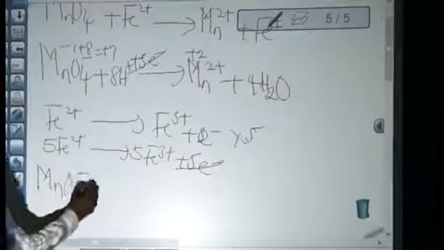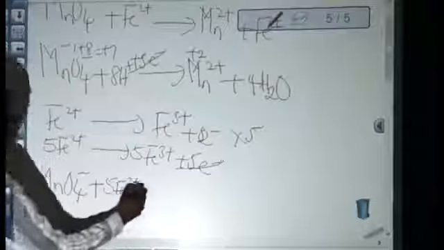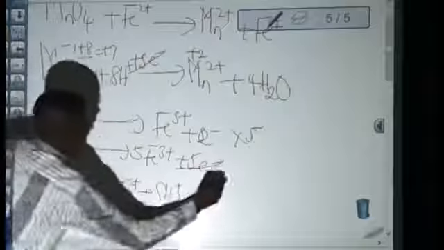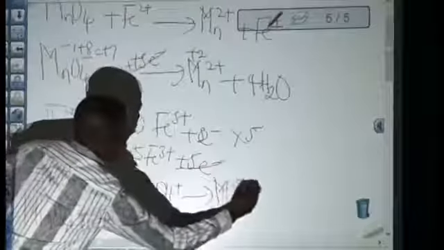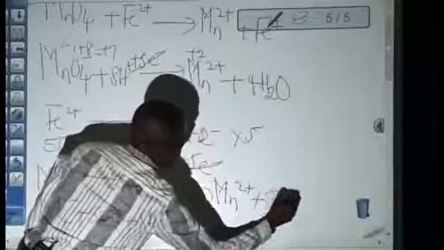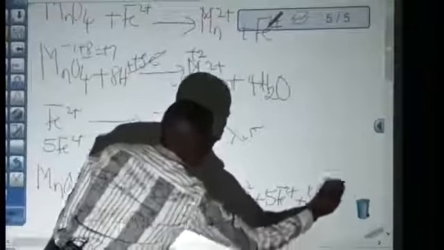Then we have MnO4 minus plus 5Fe2 plus plus 8H plus to give us Mn2 plus plus 5Fe3 plus plus 4H2O. You can always check your answer if it is right or not.